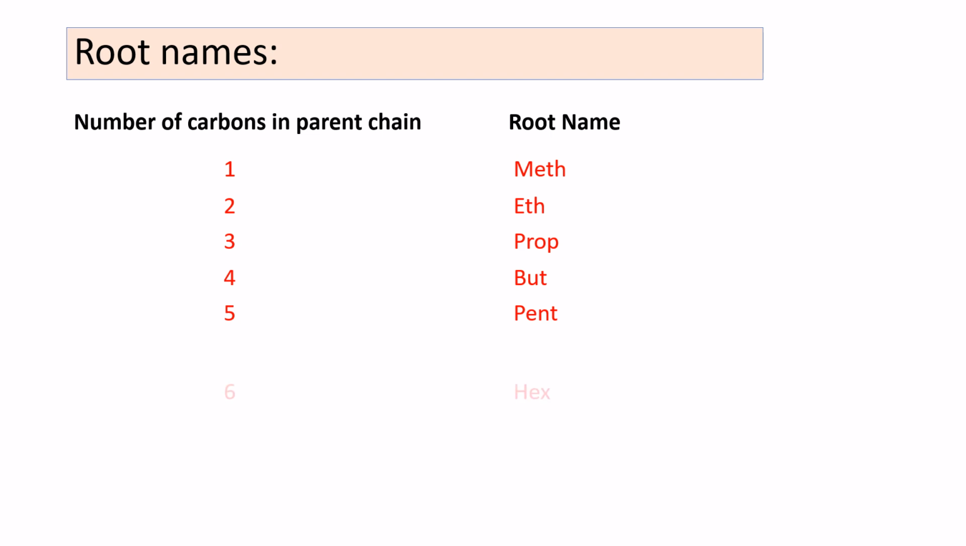If the longest chain contains 6 carbon atoms, then the root name is hex. If the longest chain contains 7 carbon atoms, then the root name is hept. If the longest chain contains 8 carbon atoms, then the root name is oct. If the longest chain contains 9 carbon atoms, then the root name is non. If the longest chain contains 10 carbon atoms, then the root name is dec.